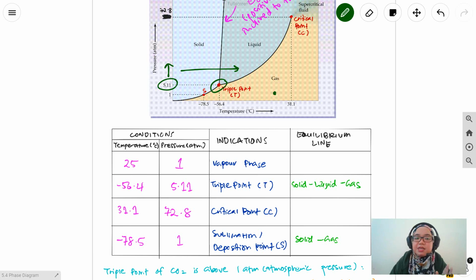So remember, disebabkan triple point of the carbon dioxide gas is above 1 atm. So maksudnya dekat 1 atm ni solid ni akan directly sublime into gas phase. Bear that in your mind. Okay, and bear juga dekat your mind yang the liquid phase only can exist above 5.11 atm. Dia boleh exist and stable above 5.11 atm je. Kalau tak, dia takkan exist lah. Okay. Alright.